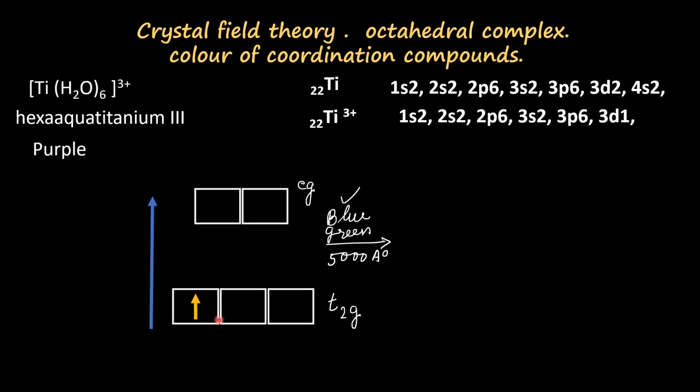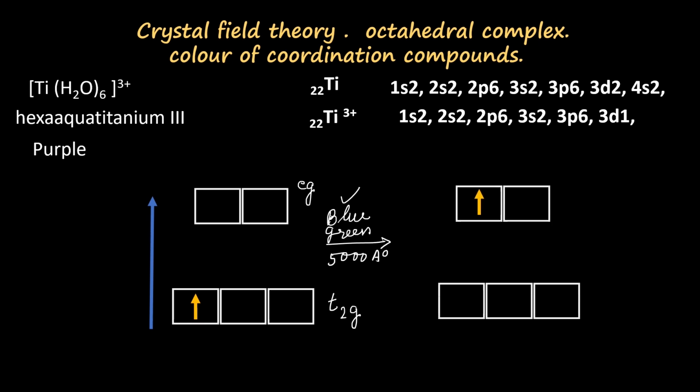It is the d1 electron which absorbs energy and gets excited and moves to the eg orbital. The electron is transitioned from the t2g orbital to the eg orbital. The complex is purple. So, crystal field theory helps to explain the color of coordination complexes.